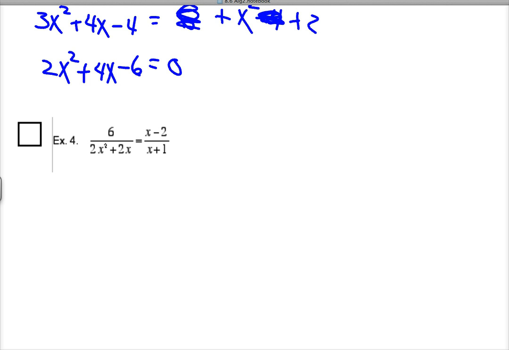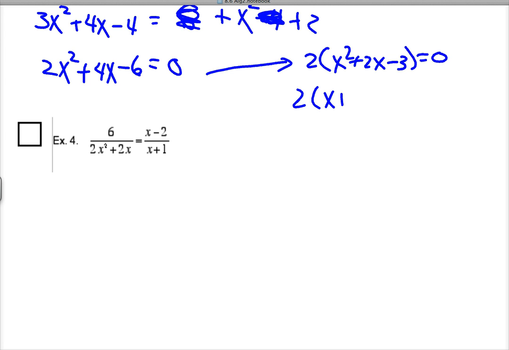I'm going to try to factor that. I'm going to take out 2. And then can anything multiply to equal -3 and add up to 2? Well, certainly. I could go positive 3 and -1. 3 plus -1 is 2. 3 times -1 is -3. So my answers appear to be -3 and 1.